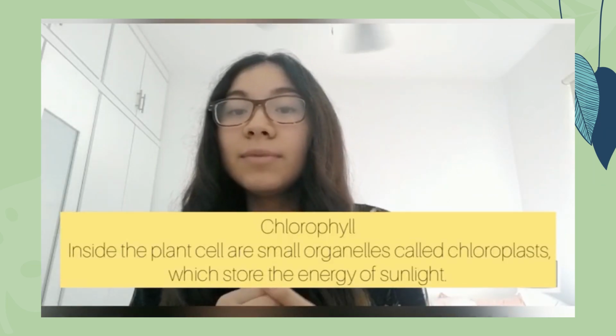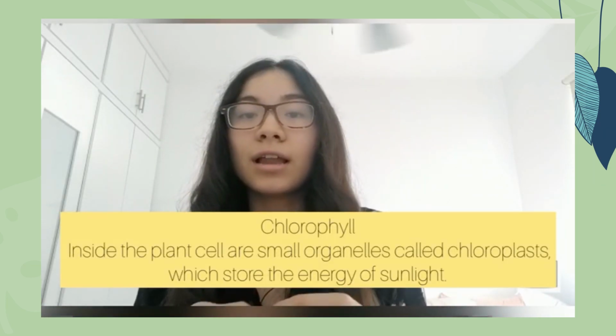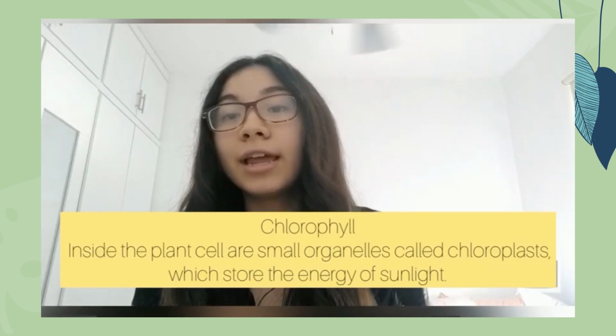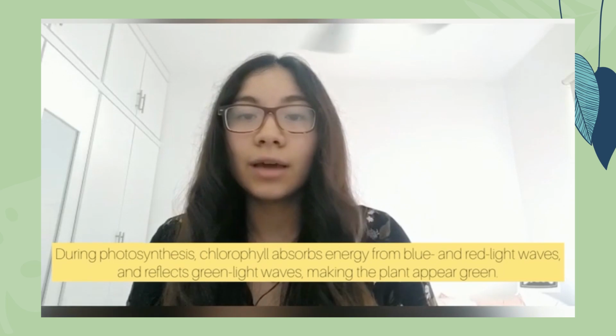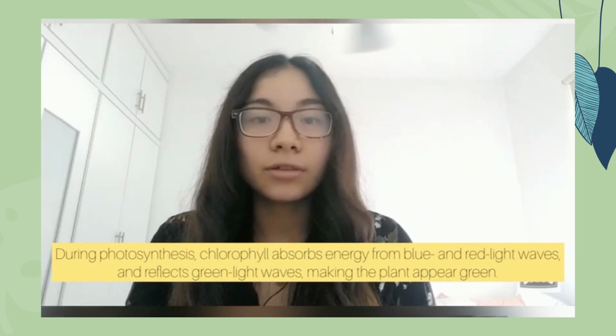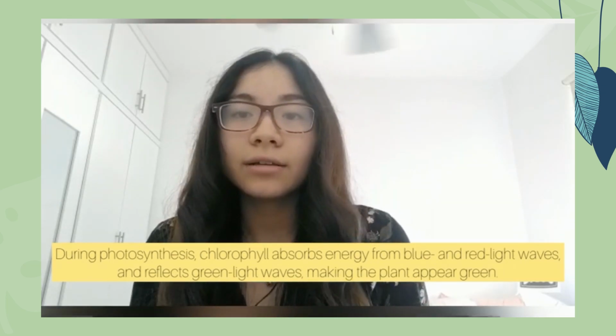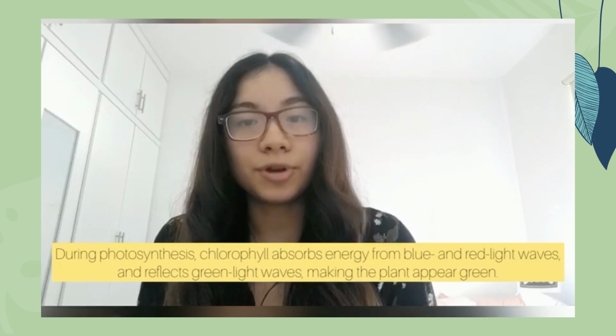Chlorophyll. Inside the plant cell are small organelles called chloroplasts, which store the energy of sunlight. During photosynthesis, chlorophyll absorbs energy from blue and red light waves, and reflects green light waves, making the plant appear green.